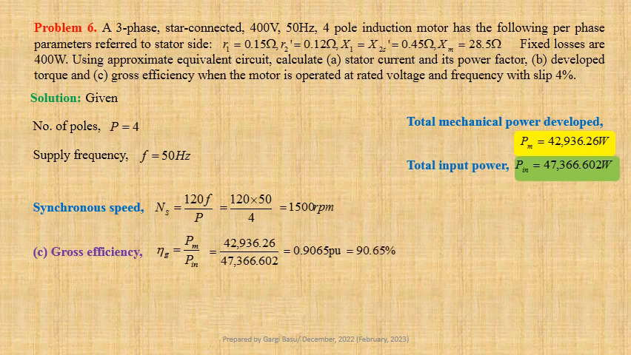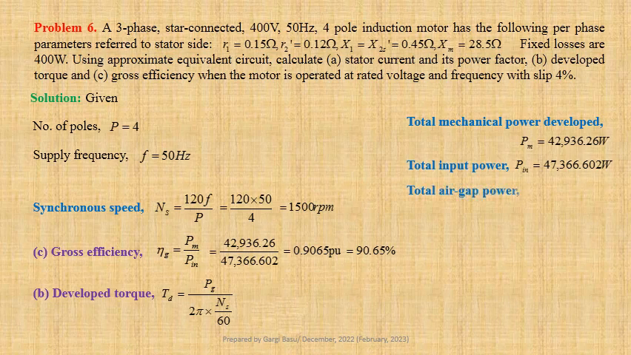Expression for developed torque: Td equals Pg divided by 2 pi into Ns by 60. We have determined total air gap power Pg equals 44,725.271 watt. Therefore, Td equals 44,725.271 divided by 2 pi into 1500 by 60, which is approximately equal to 284.73 Newton meter.